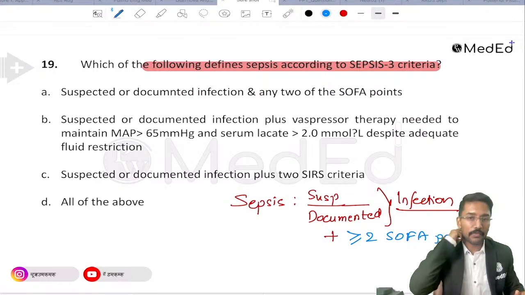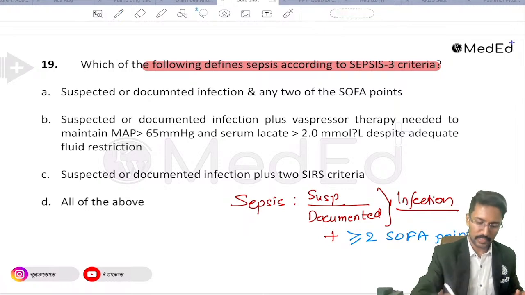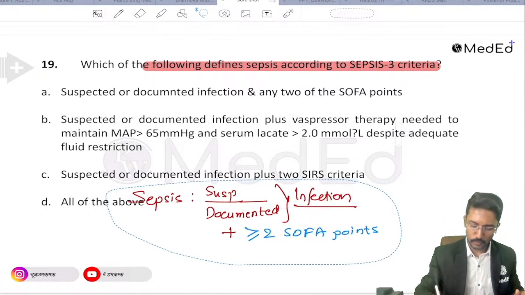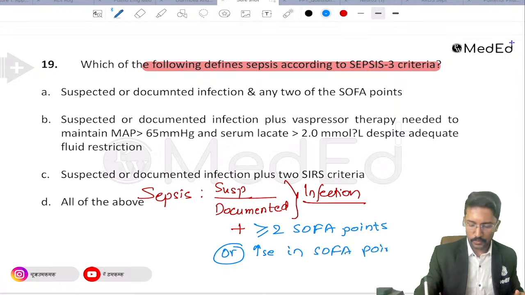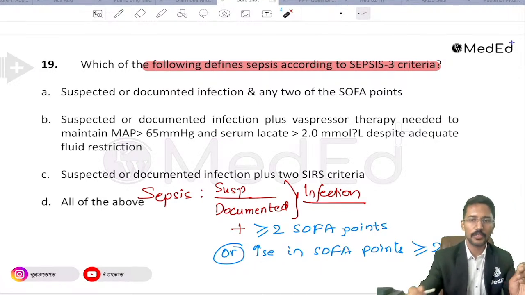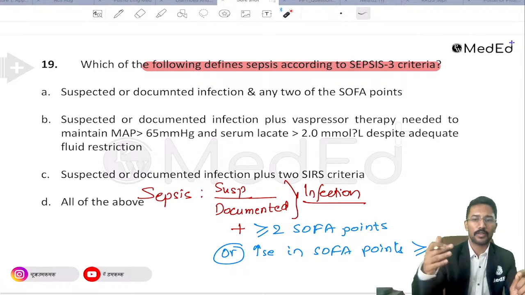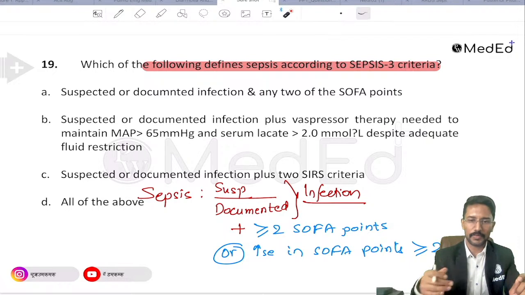SOFA stands for sequential organ failure assessment. Greater than or equal to 2 SOFA points, or a rise in SOFA points by greater than or equal to 2. My definition is very important here. SOFA is sequential organ failure assessment. You are assessing multiple organs for their failure parameters. You are looking at platelet count, liver function, kidney function, and GCS.